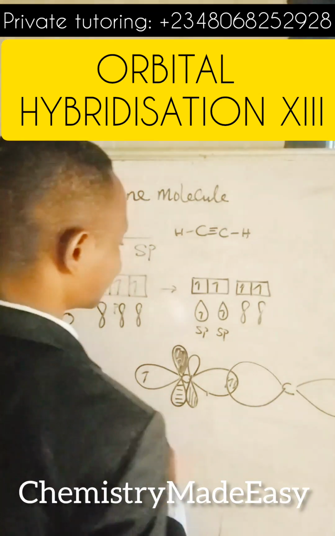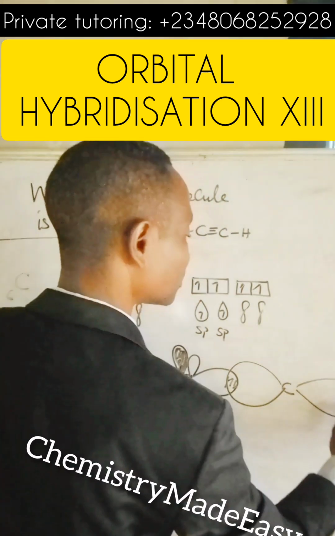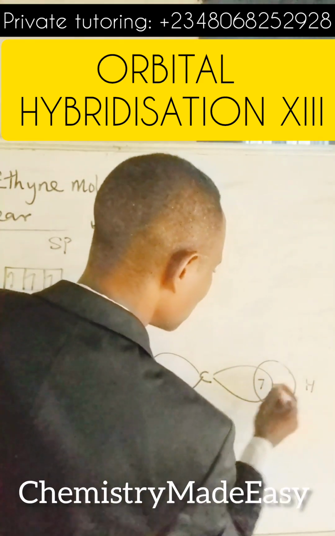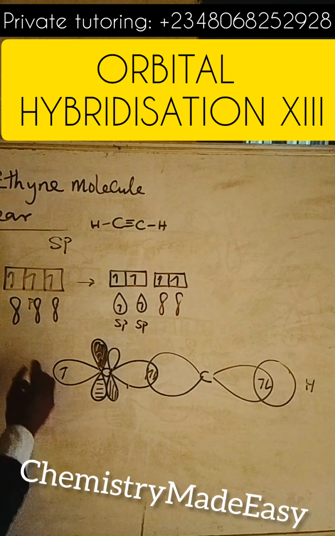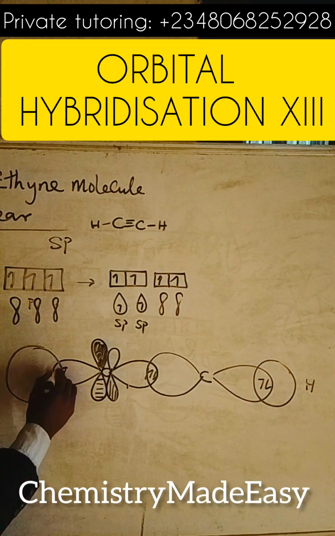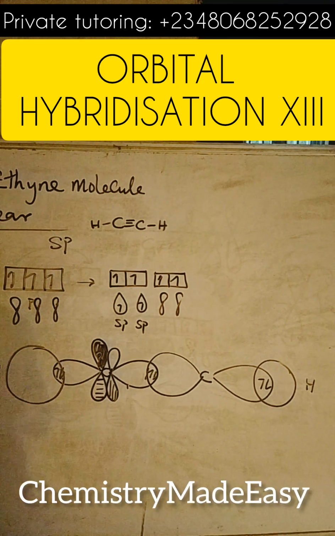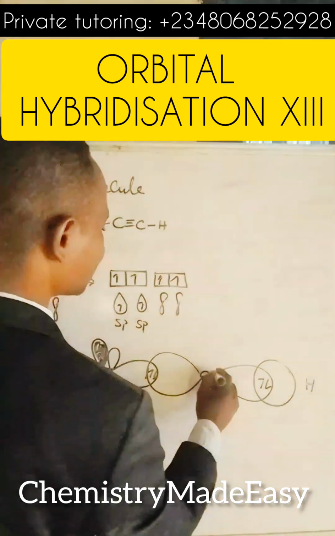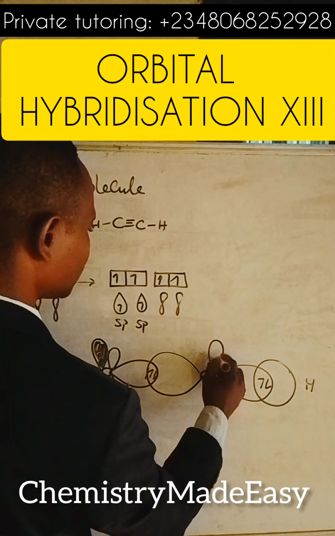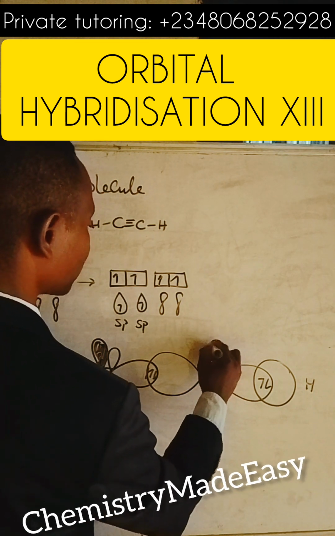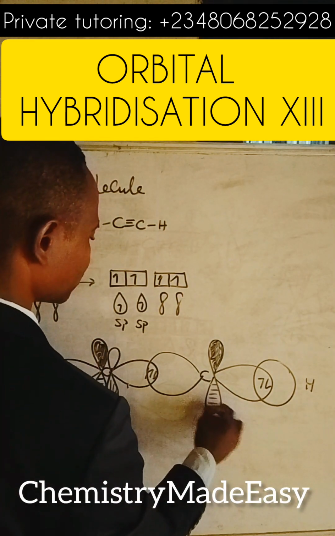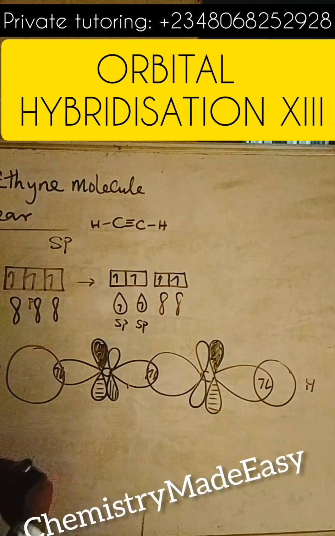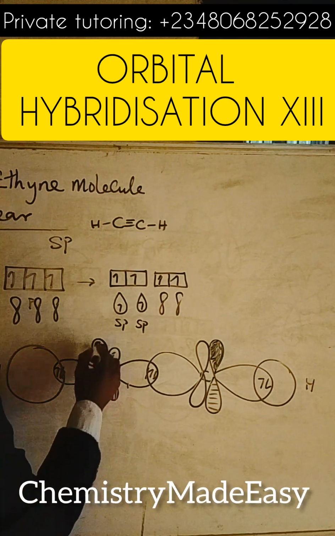Now, the next is that hydrogen will come with its s orbital. This is hydrogen with 1 electron. Here, hydrogen will also mix with 1 electron. This particular carbon also has unhybridized p orbitals. This one pointing towards you, and this one away from you. Then another one up and down.